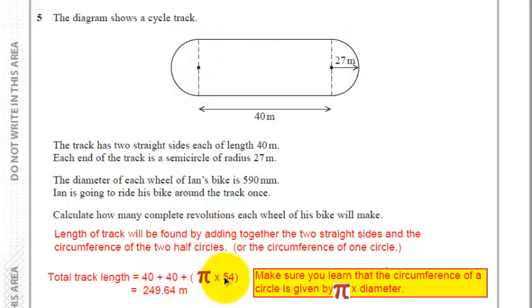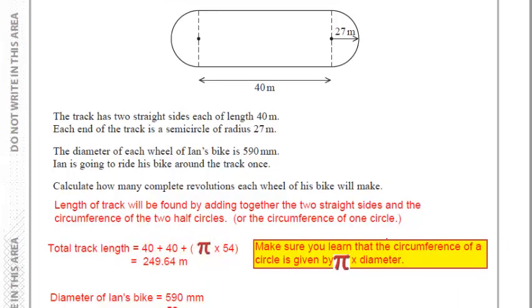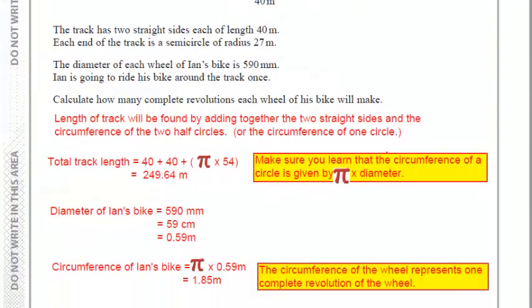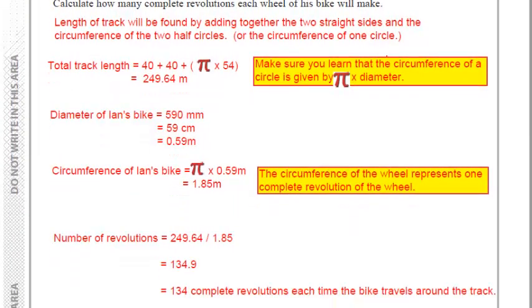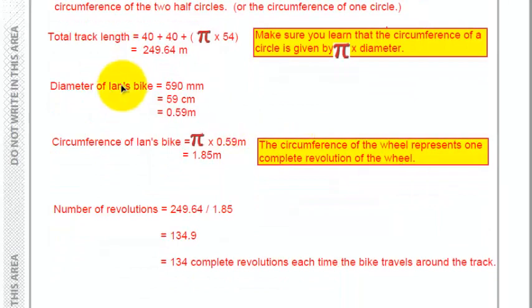Timesing that by pi and adding it to the two straight sides gives you a total track length of 249 meters and 64 centimeters. Now, Ian's bike has a diameter of 590 millimeters. Because we're working in meters here, I think it's sensible to work in meters throughout the whole question, and 590 millimeters is 0.59 meters because it's equivalent to 59 centimeters.